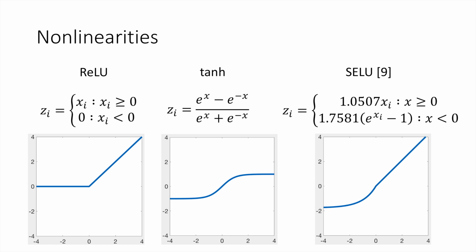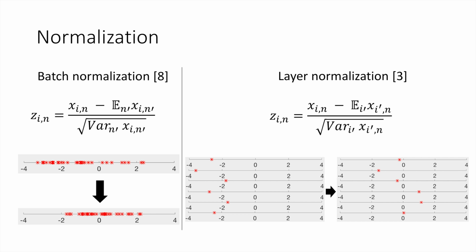In this talk, we consider the following three nonlinearities: ReLU, which is arguably the most popular nonlinearity in research and practice; TanH, which is arguably the second most popular nonlinearity; and CeLU, which is a nonlinearity that was introduced at NIPS 2017 and has gained recent popularity. We use two different normalization operations: the popular batch normalization as well as layer normalization.